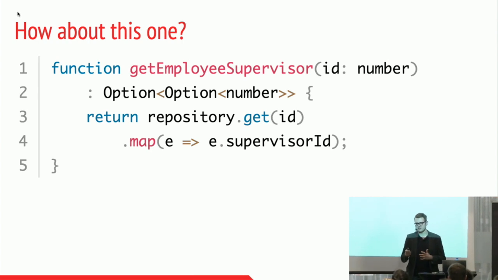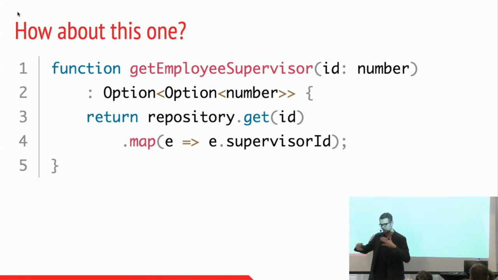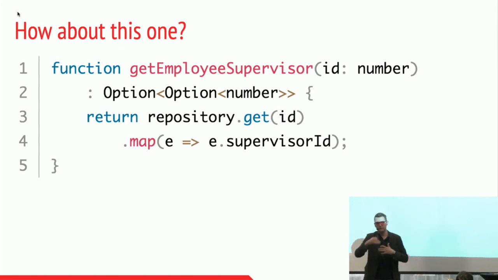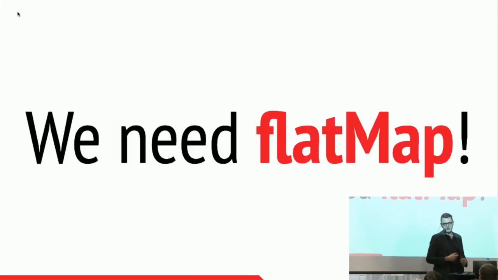Let's say we want to do the same trick in this situation, the getEmployeeSupervisor function. Now, if we just used map on the Option returned from repository.get, we would get an Option of Option of number, because this returns an Option, but this also returns an Option. And we don't want an Option of Option, because it's difficult to work with. We can't really do anything later with it. We have to unwrap the Option of Option to just have Option. In other words, we want to flatten it.